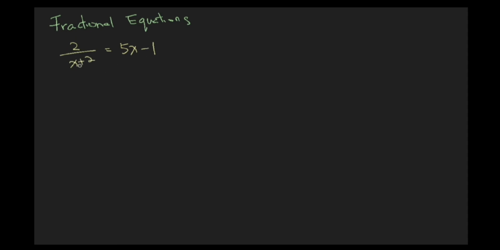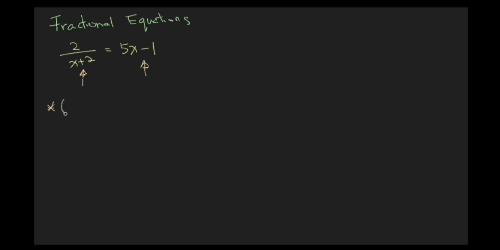So what does that mean? It means that every operation that I do to the left side, I have to do to the right side, because you need to respect the equal sign. So the first step is to get rid of x plus 2. And how do we get rid of x plus 2? The easiest way is to multiply this fraction by x plus 2, because 2 divided by x plus 2 multiplied by x plus 2 will get rid of the x plus 2. So let's do that.